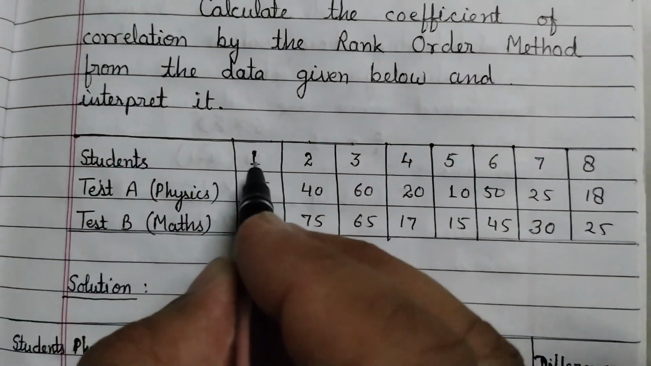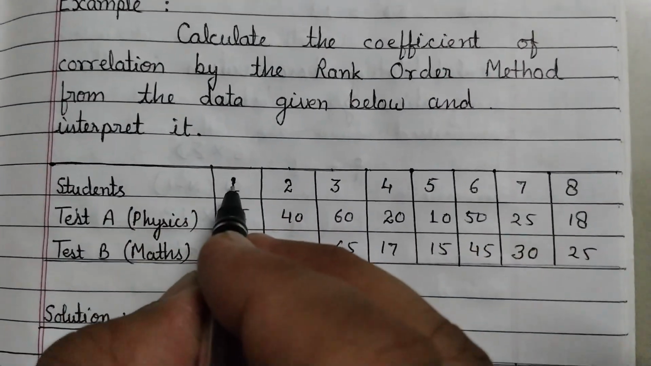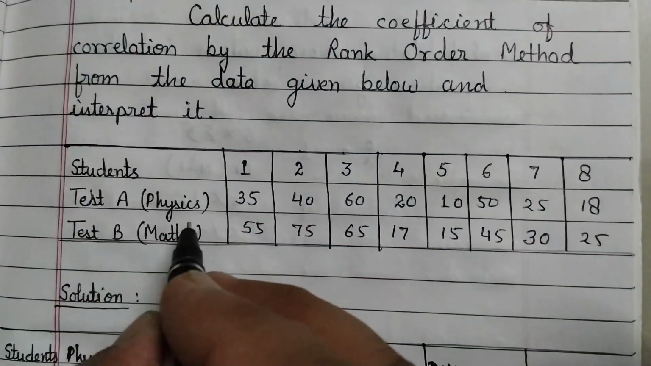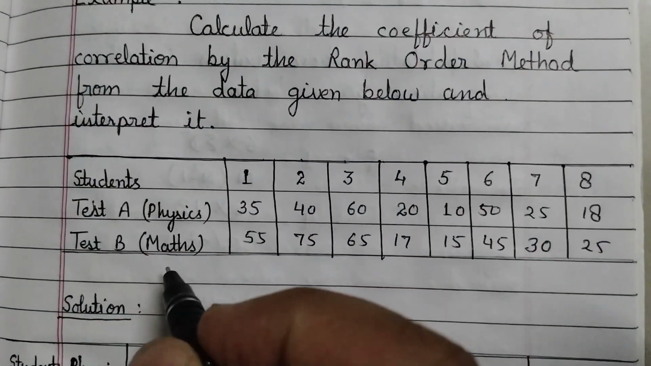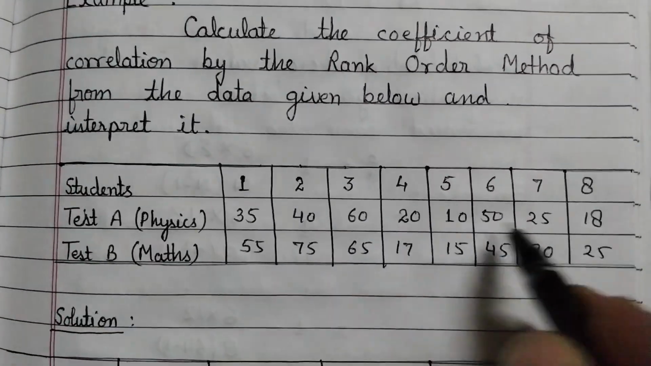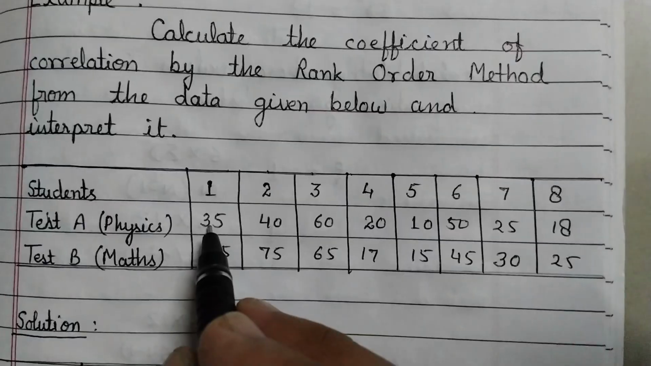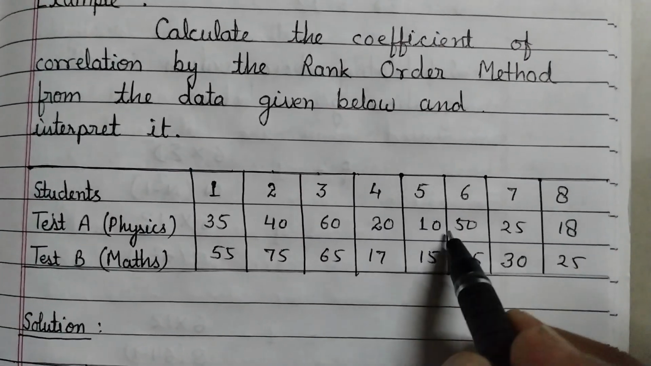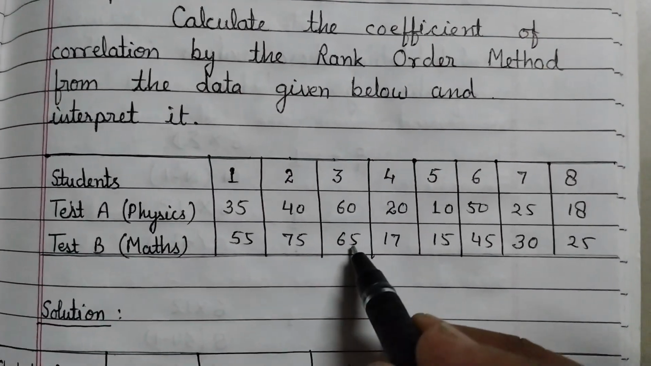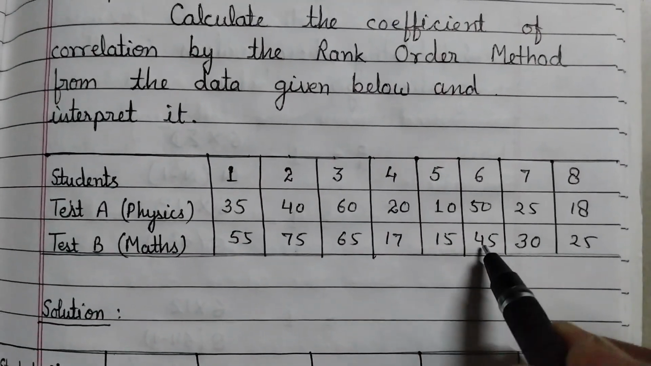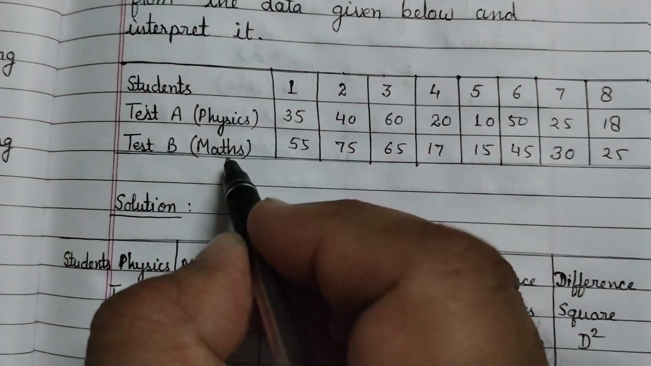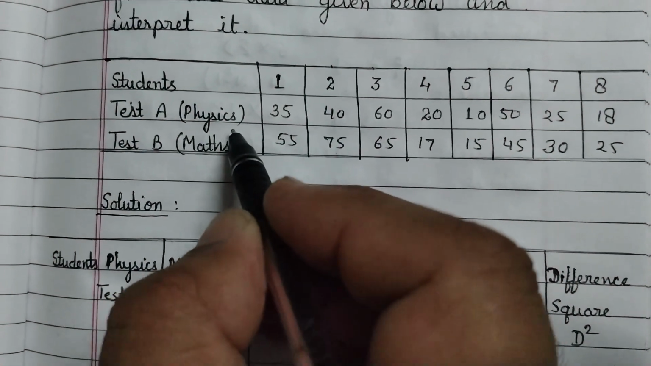First, the students are given by number: 1, 2, 3, 4, 5, 6, 7, 8 students, and in two subjects, mathematics and physics, they have scored separately. Marks are given in two different tables. Let it be 35, 40, 60, 20, 10, 50, 25, 18, 55, 75, 65, 17, 15, 45, 30, 25. So I have to get the correlation between the two subjects, physics and mathematics.